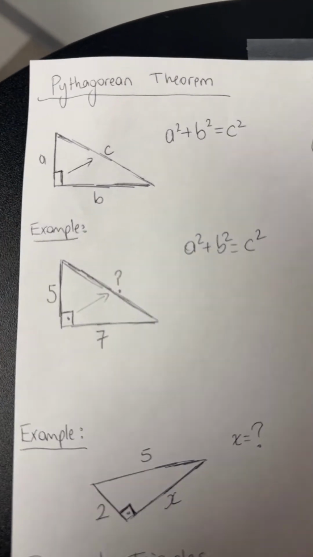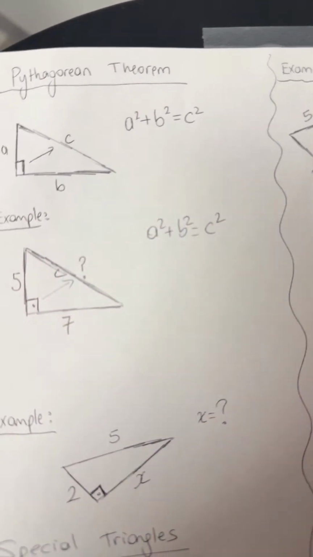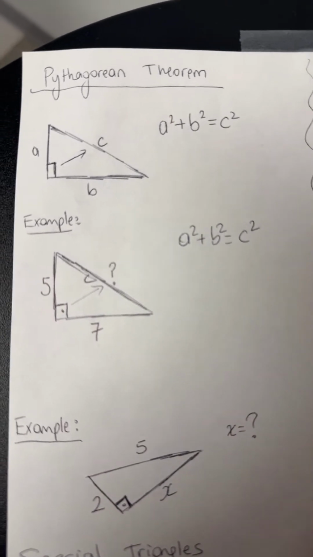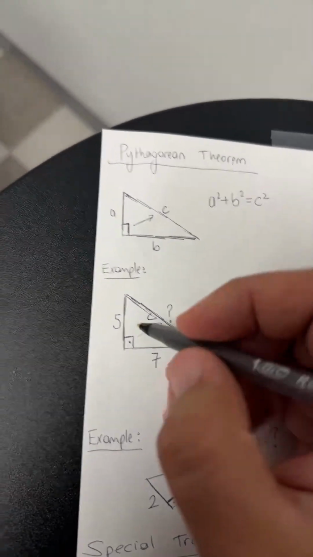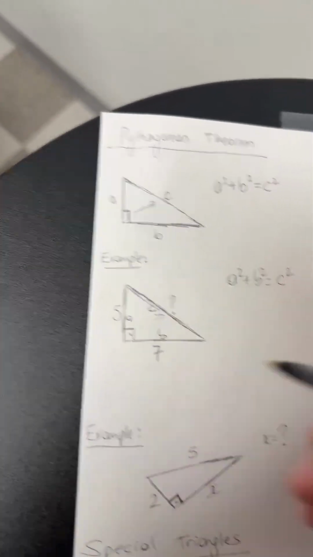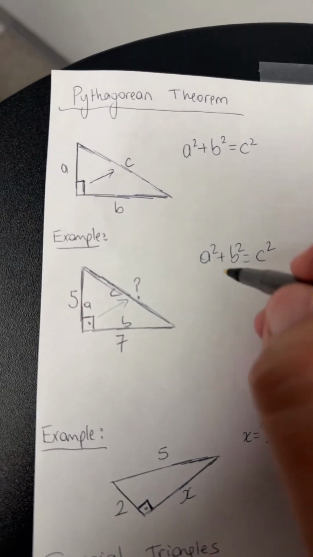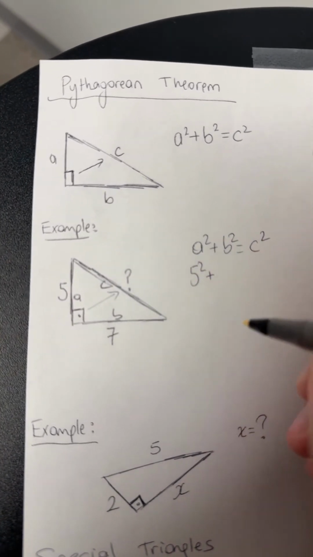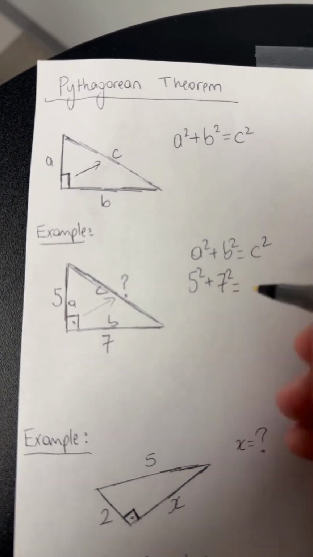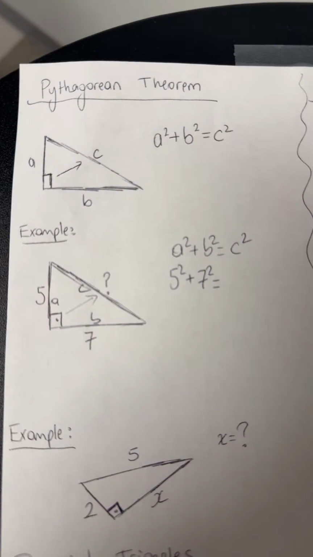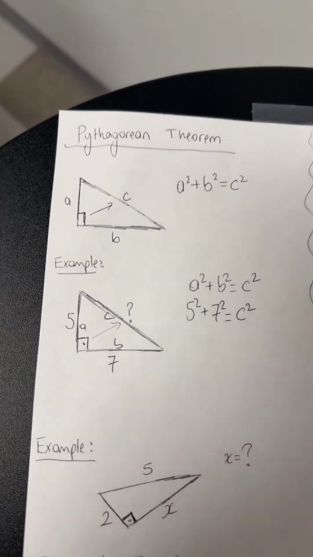So remember, the side opposite to 90 is always C. So this side is C. And the other two sides are A and B. So it doesn't matter which one A, which one B, it doesn't matter. So let's say this is A and this is B. So since A is 5, it's going to be 5 squared plus B is 7. 7 squared is equal to C is the question mark. So it's still C squared.